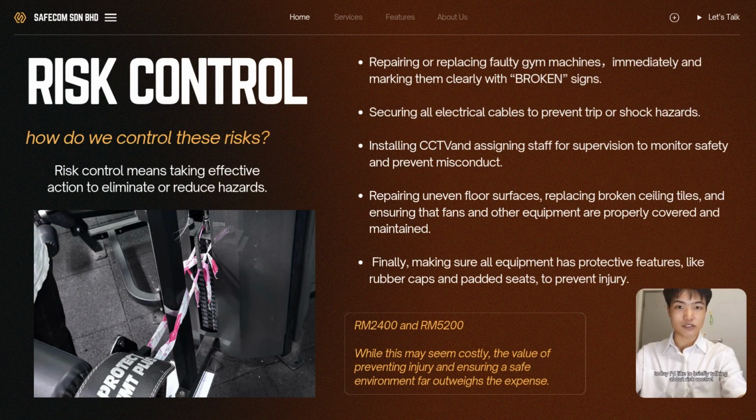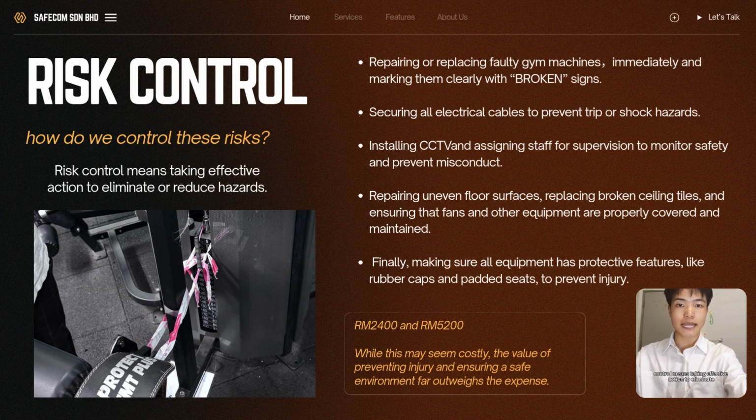Everyone, today I'd like to briefly talk about risk control in our gym environment, an essential part of ensuring the health and safety of area users. After conducting a hazard identification and risk assessment at the UPSI gym, we identified several issues, including malfunctioning gym equipment, exposed electrical wires, damaged storage cabinets, and the lack of proper supervision or CCTV monitoring. So how do we control these risks?